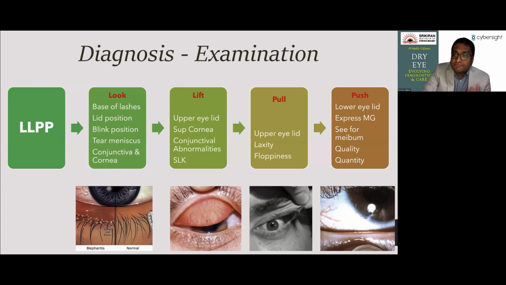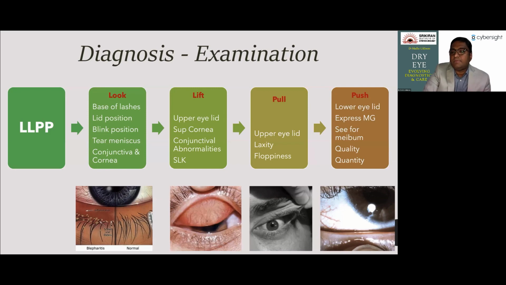Next, lift the upper lid. Look for superior corneal lesions, any conjunctival anomalies like papillae or foreign bodies, and rule out superior limbic keratitis. Pull the upper lid again to look for laxity and floppiness. And finally, push the lower lid to express the meibum, and see what is the quality and quantity that you're expressing out of it.